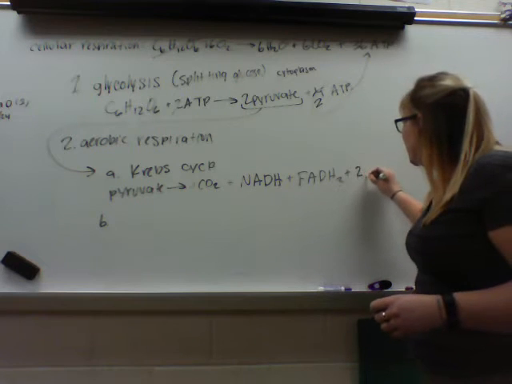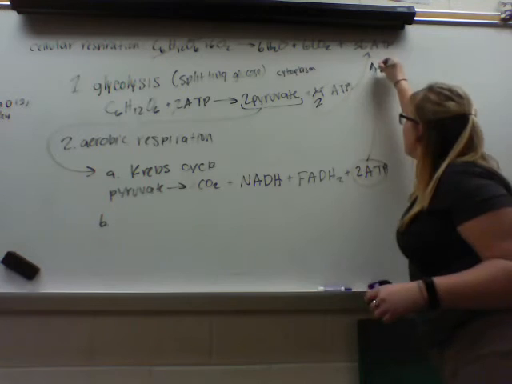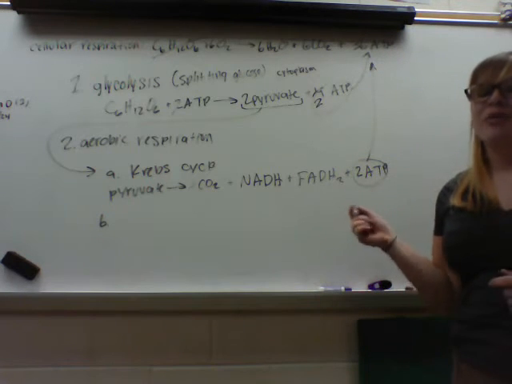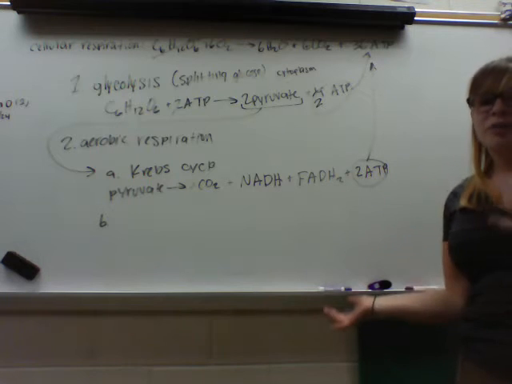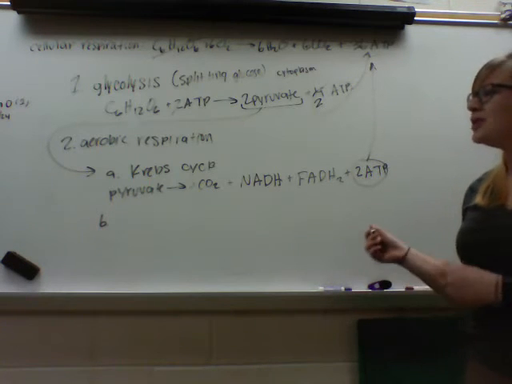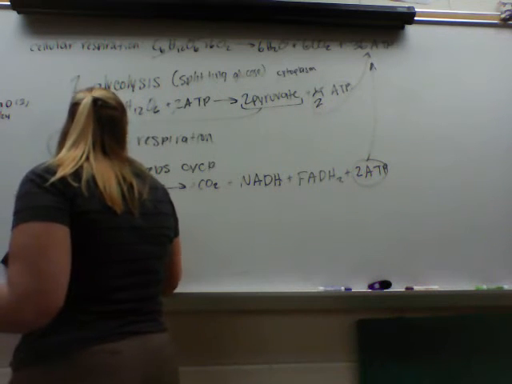In addition to those two, we also release 2 more ATP. These also go here to add to the total. So we've made 4 ATP total. We need to make 36. And because we've already made 4, we only need to make 32 in the last step. The last step of cellular respiration is called the electron transport chain.